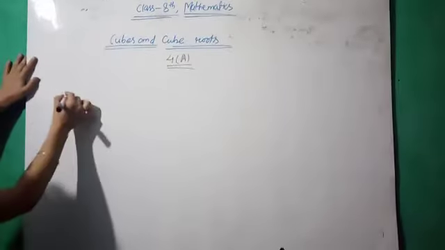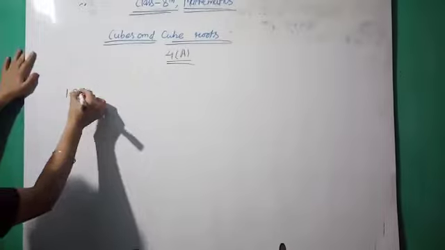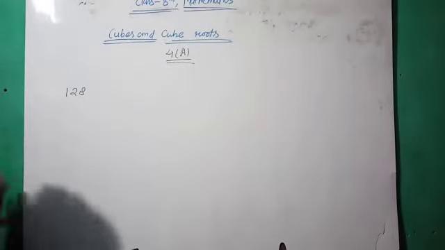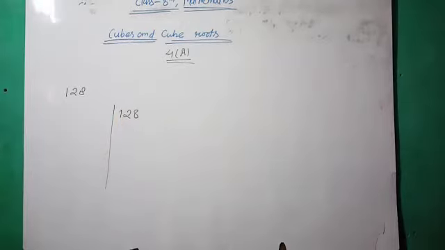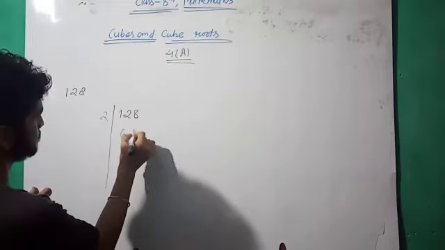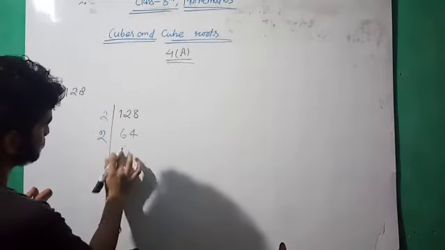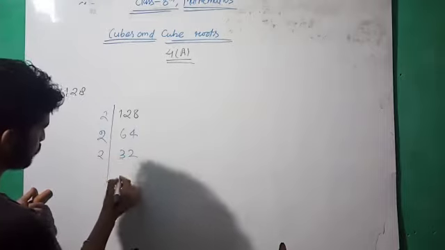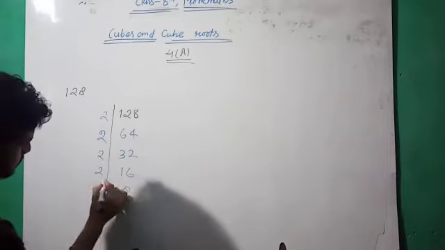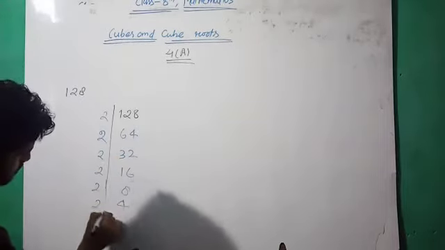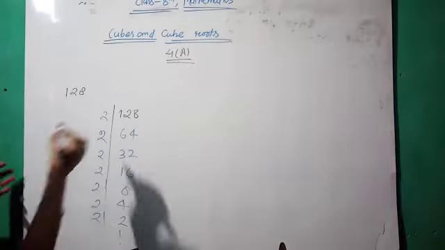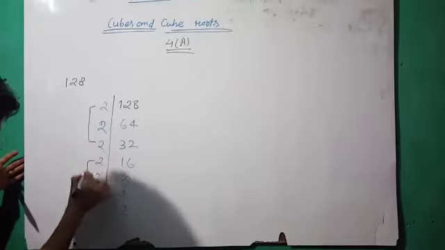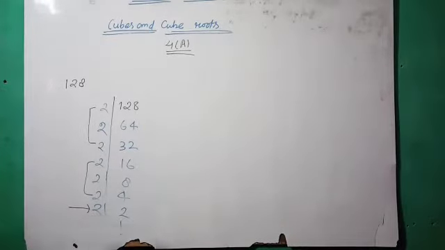Then we will take 128. So how can we find out whether this is a perfect cube or not? By prime factorization, a very simple method. We have to do the prime factorization of this number like this: 2, 64, then 2, 32, 2, 16, 8, 4, 2 and 2, 1. Okay, so we have perfect pairs of numbers and then a single number.